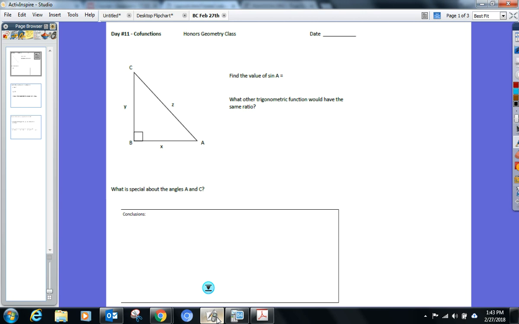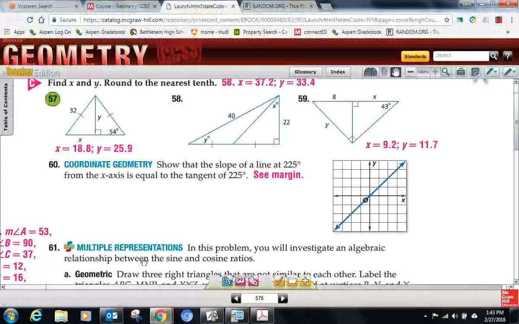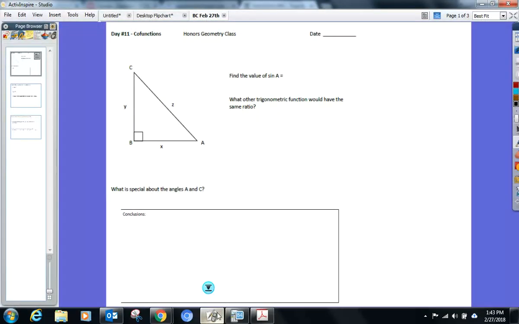So using x, y, and z, find the value of sine of a. What's the ratio for sine of a using x, y, and z? Let's start us off. Y over z. Opposite over hypotenuse.